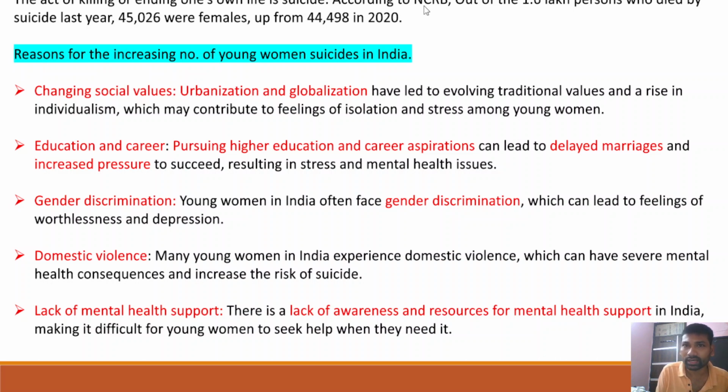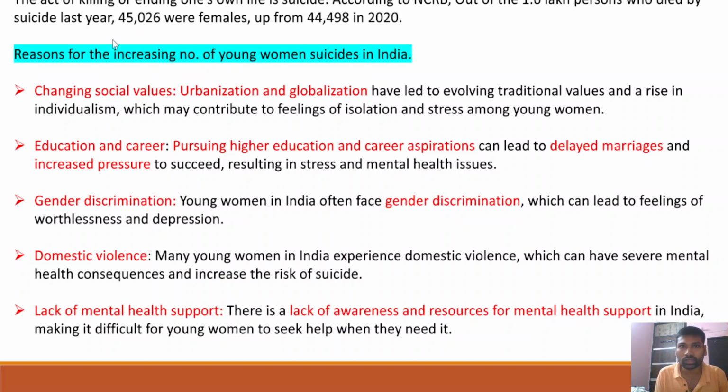For example, here the National Crime Records Bureau data is given. In 2022, 1.6 lakh persons died by suicide, and out of them, 45,000 were females. You have to understand that this number has jumped from 44,498 in 2020 to 45,026 suicides. Out of 1.6 lakh total deaths, 45,000 is not a small amount.